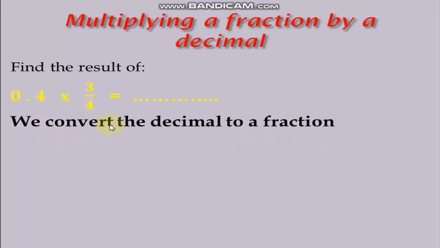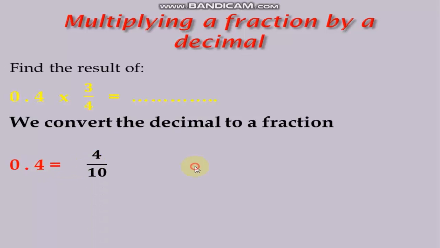Multiplying a fraction by a decimal. Find the result of 0.4 times 3 over 4. We convert the decimal to a fraction. 0.4 equals 4 over 10.